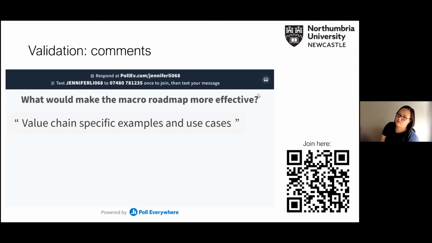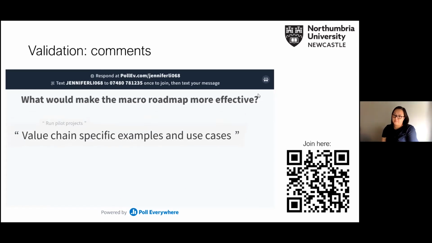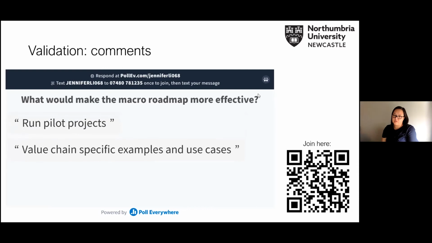Value chain specific examples and use cases, that's great. Run pilot projects. Some of these things come into the meso roadmap, and I'll explain on the final slide how they link together. But these are great, and I think probably should be highlighted more in the macro roadmap.